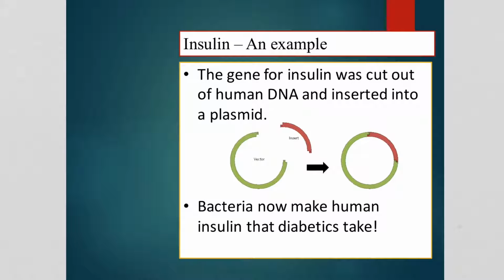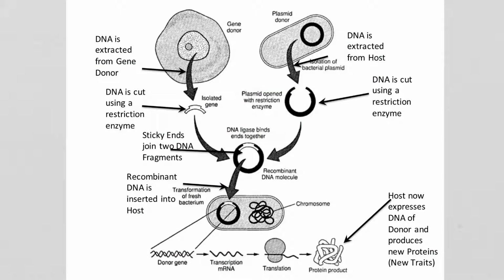So these bacteria can be grown in a petri dish or something similar, and then they can extract the insulin that the bacteria are making and use that for people with diabetes. So this is a perfect example of how this technology can be used. This is a great slide that you might just want to pause and look at.